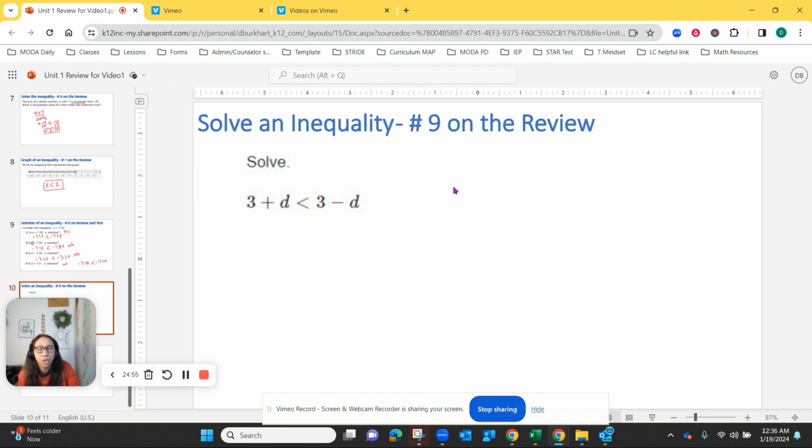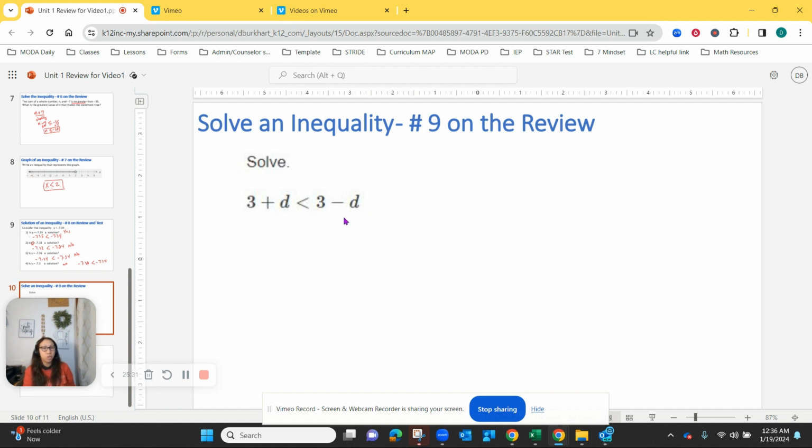Alright, we're getting closer to our last problem. We are on number 9. We are going to solve for the value of d. If you notice, your variable d is on both the left side and the right side of the inequality. Just like when you're solving an equation, you're going to collect all the variables to one side of the equation. It's the same for the inequality.